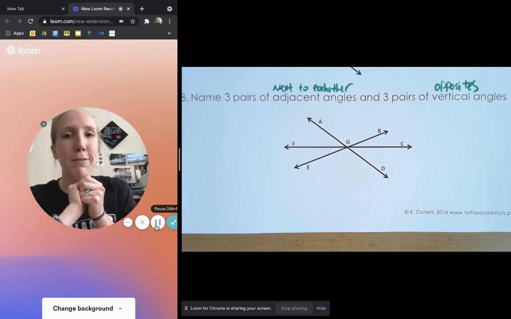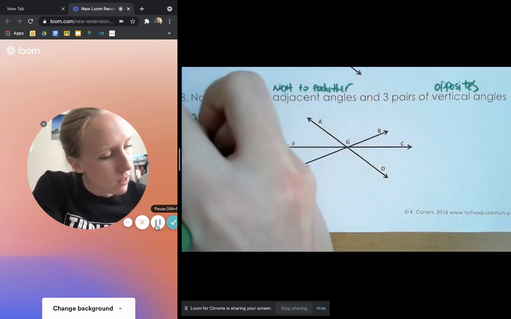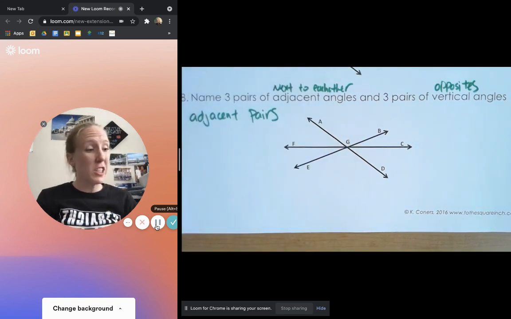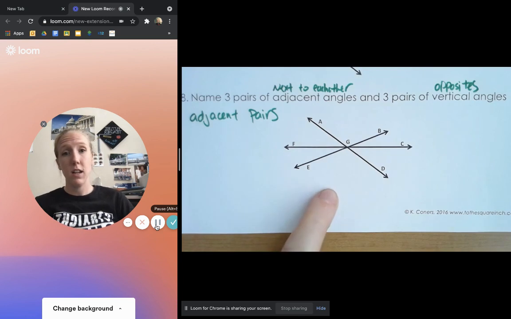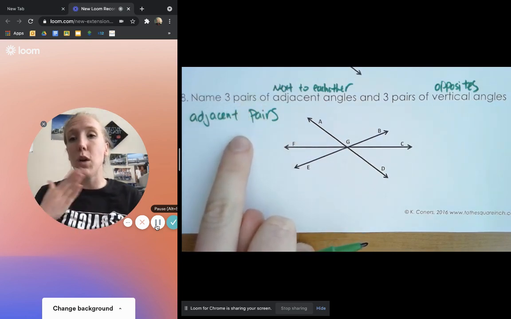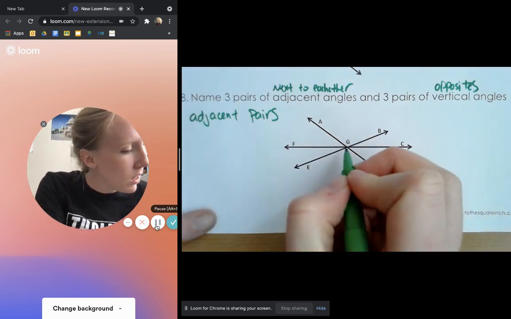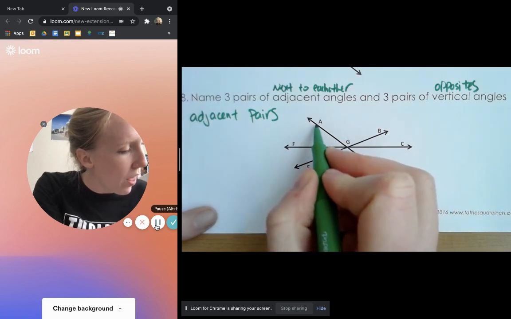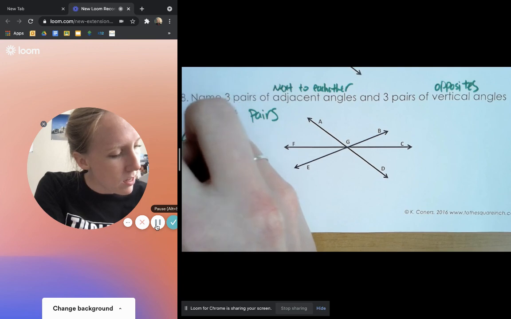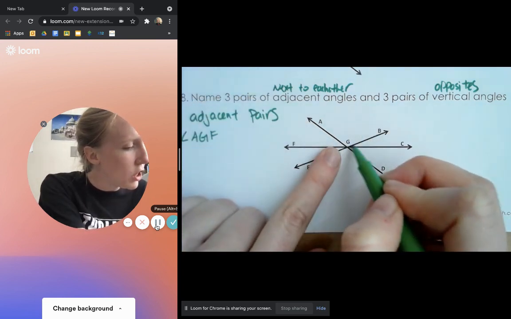All right, hopefully you paused the video. We are going to name the adjacent pairs. Now, there's a lot of angles in here. Your 3 adjacent pairs might be different than my 3 adjacent pairs. As long as you know that you're doing it correctly based on what I'm doing, awesome. So the first adjacent pair I'm going to go with is angle AGF. That is right next to angle AGB.